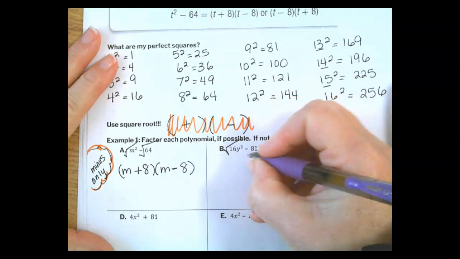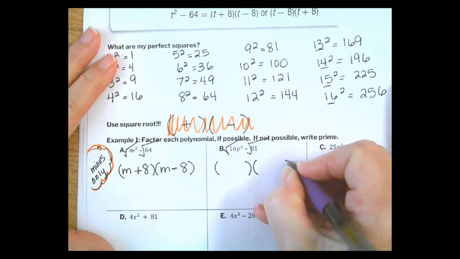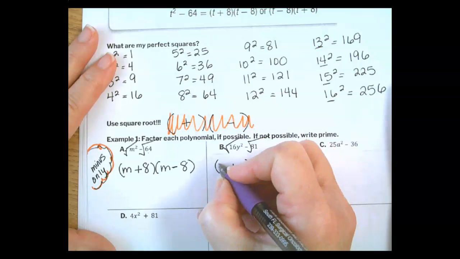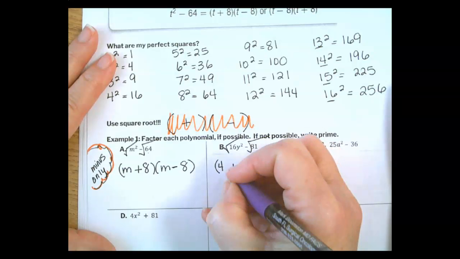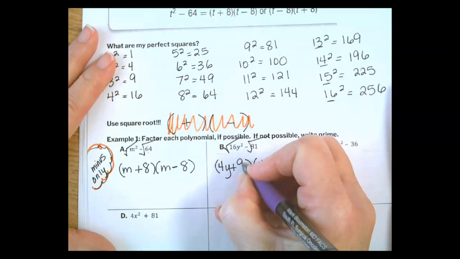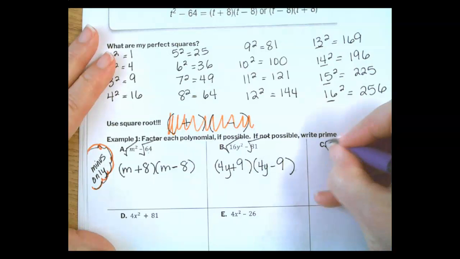Square root of this, square root of that. So parentheses, plus, minus. Square root of 16 is 4. Square root of y squared is y. So 4y on both of these. Square root of 81 is 9. The end. Let's try this one.